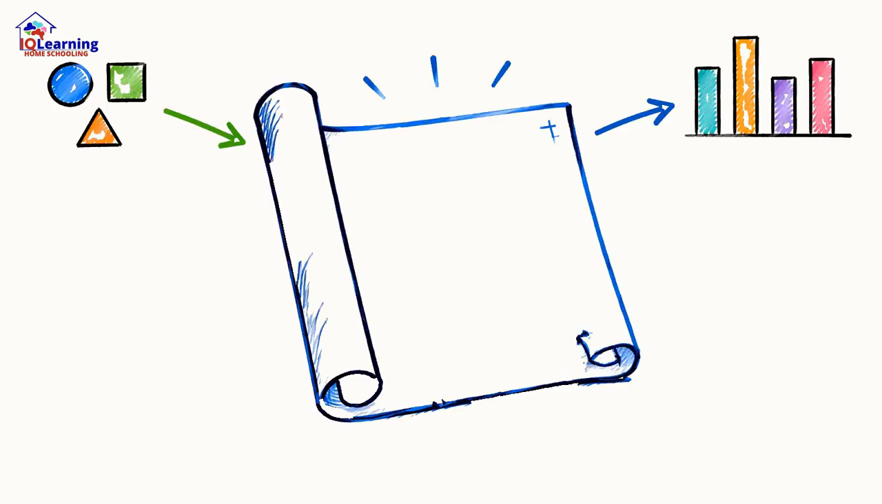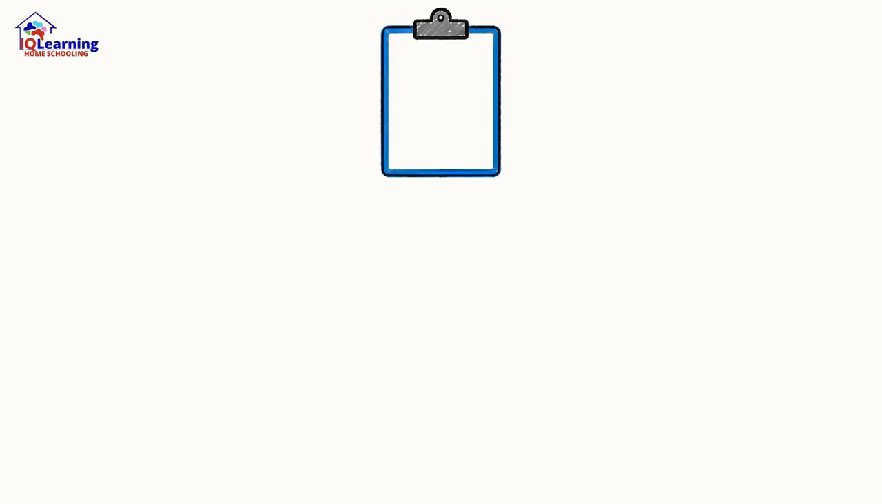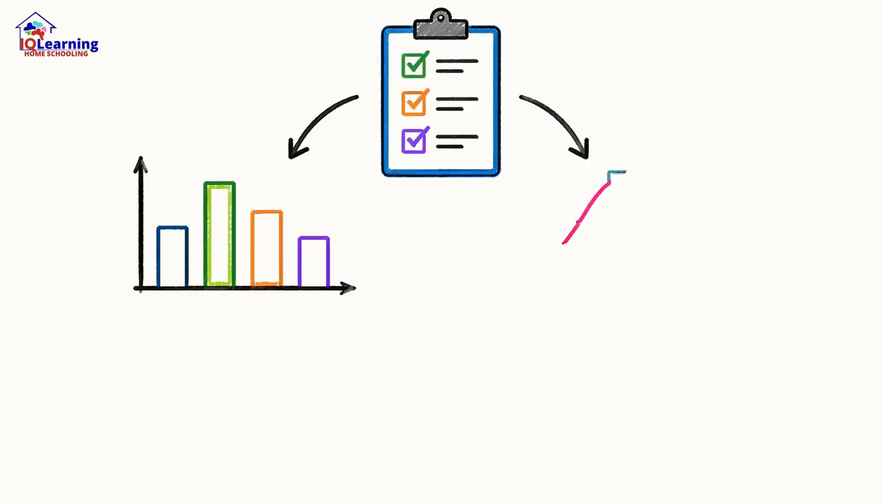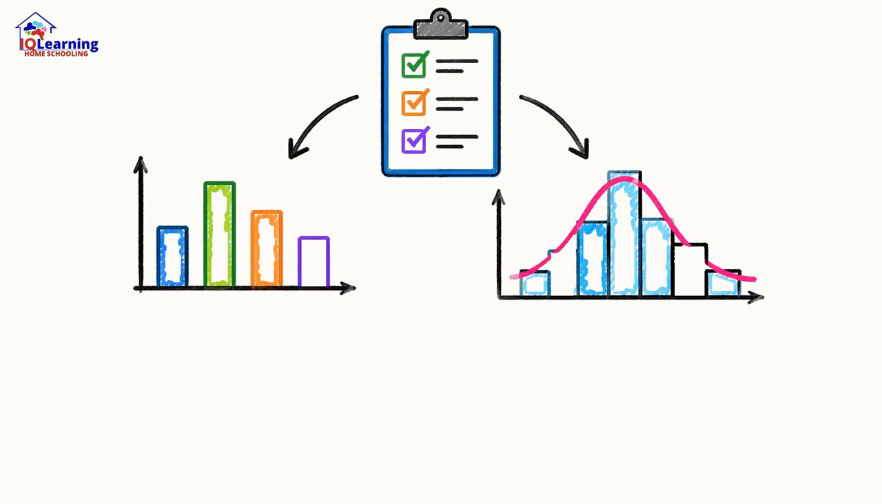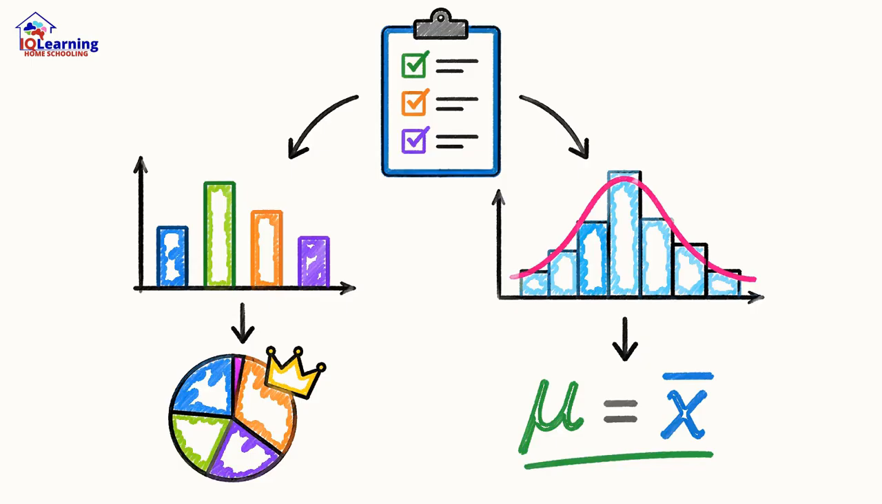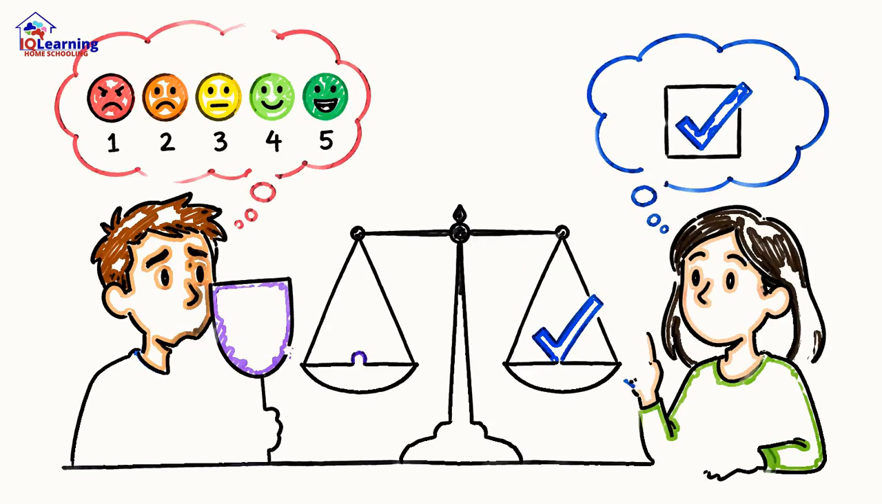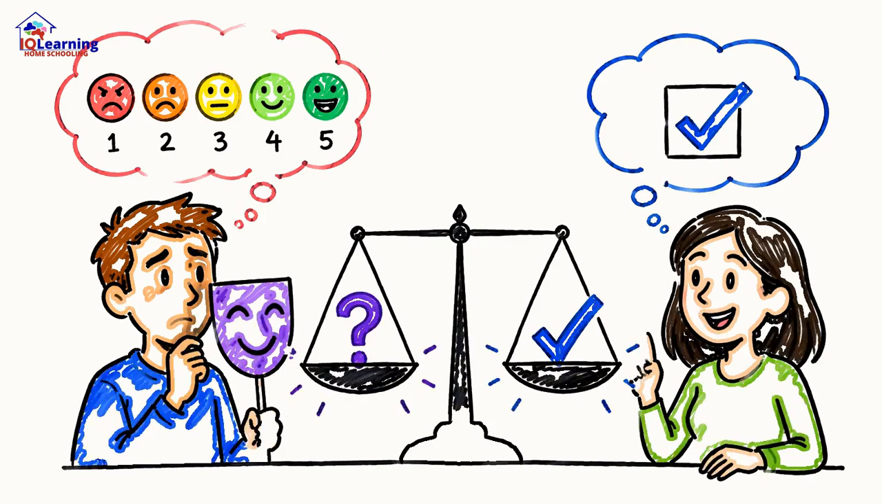So why does this classification matter? Because it's a blueprint for analysis. It tells you whether to use a bar chart for brands or a histogram for heights. It dictates if you can calculate an average or if you should just find the most common category. It even helps spot potential bias. People might be less honest with an ordinal satisfaction rating than with a nominal fact.